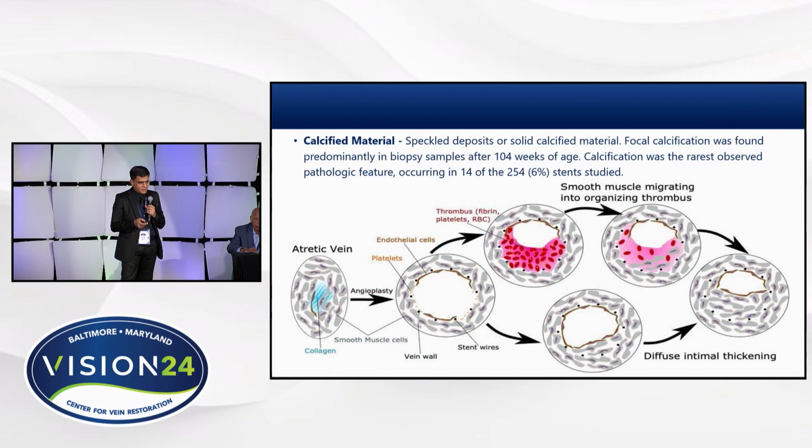And the calcified material, which we normally see in very old Wallstents, was seen at 104 weeks of age. And this was the rarest finding, only in 6% of the stents studied. And this just gives a schematic of the two. Thank you.